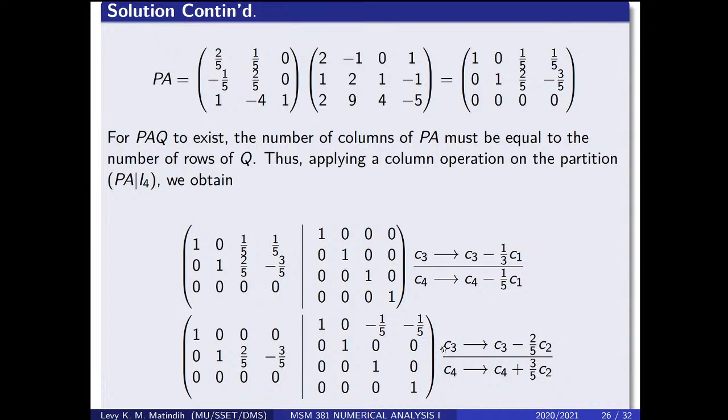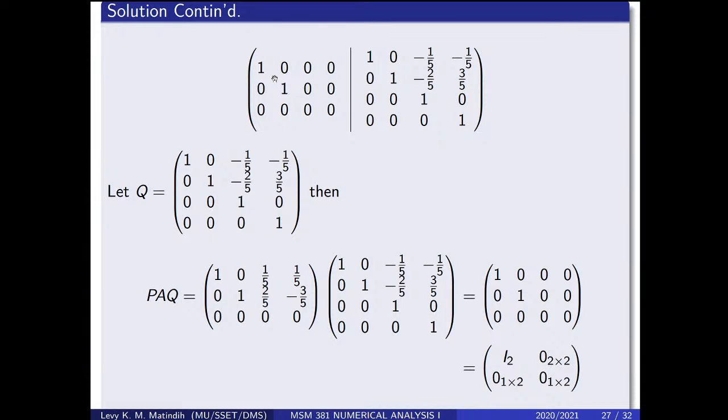How can we do that? We convert column 3 to being column 3 minus 2 over 5 column 2, and we also transform column 4 to being column 4 plus 3 fifths of column 2. So when we do that, what you're going to get is this partitioned matrix. On the right hand side we have 1, 0, 0, 0, 0, 1, 0, 0, 0, 0, 0, 0. And on the left hand side, we have these entries.